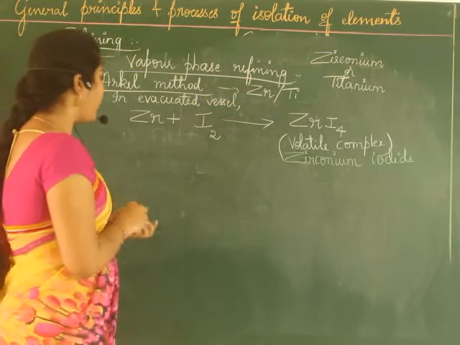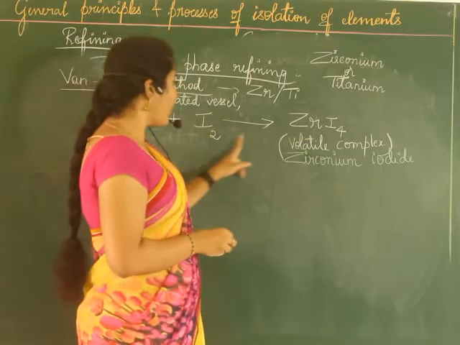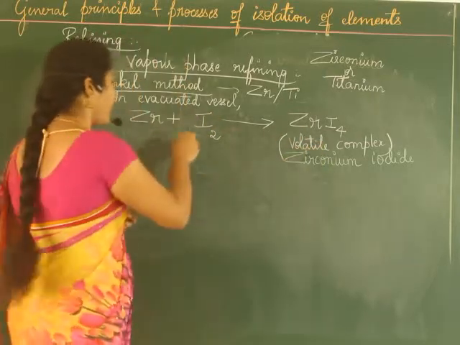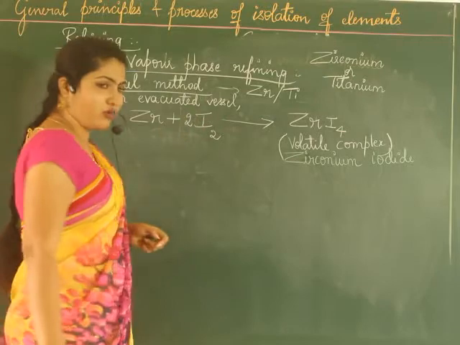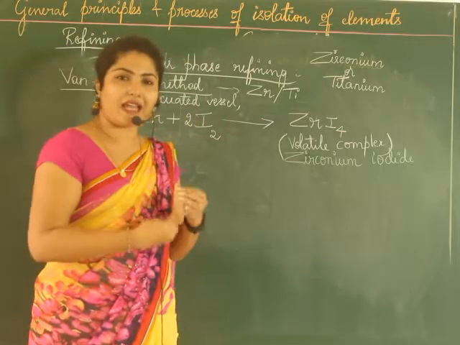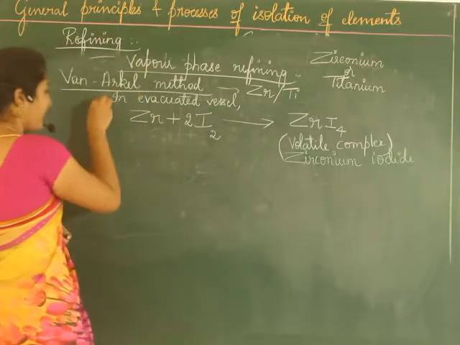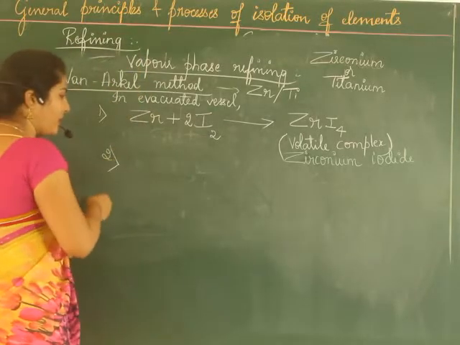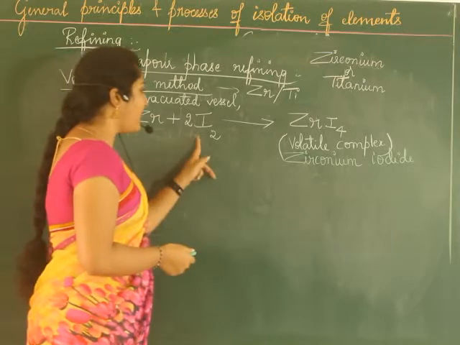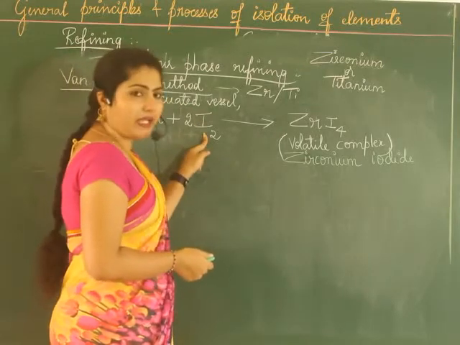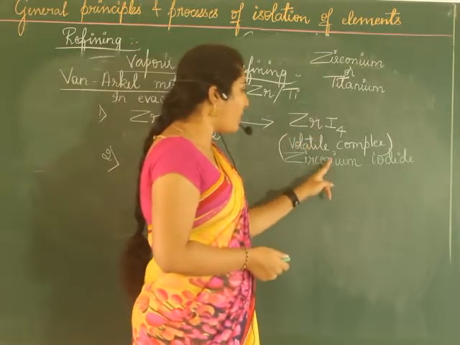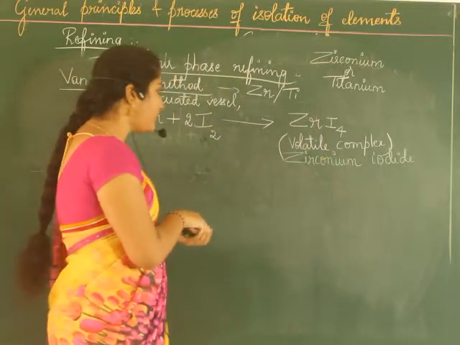Now balance the reaction. Zirconium 1, iodine 2, giving ZrI4. So here it is 2I2. The next reaction is the exact reverse of this, but you know how to explain it. So this is the first step, formation of a volatile complex. How? Zirconium is heated in an evacuated vessel with iodine to form the volatile complex zirconium iodide.